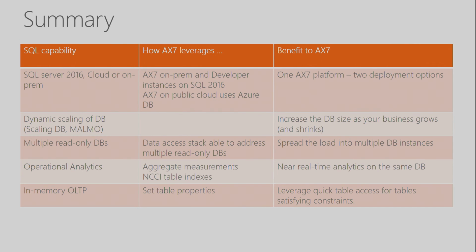basically the aggregate measurements in AX, the NCCI table we talked about, and near real-time analytics on the same database, the AX production database or the entity store. And then the in-memory OLTP, which you can just set via table properties, and where you can just create very fast, efficient tables for data access. I think then we open the floor for questions.